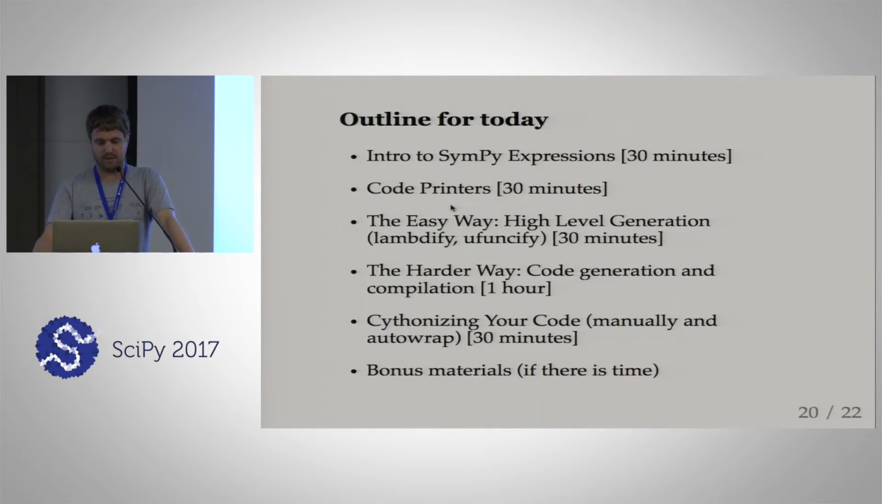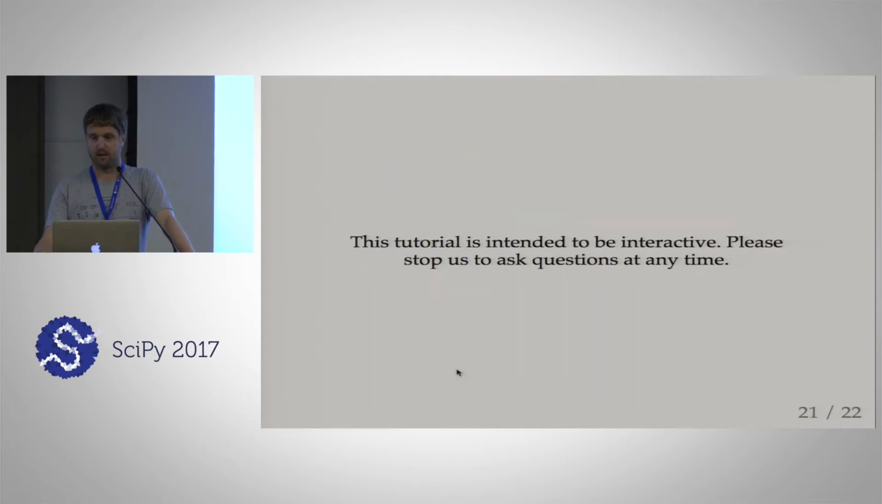So here's a quick outline for today. We're going to try to get through as much as we can. We're going to start with just a refresher for SymPy. We're going to go over some code printers. We're going to look at the easy way to do code generation, which is this higher level abstraction I was talking about. Then we're going to go to lower abstractions and the harder way, basically. And then we're going to look at doing some Pythonization. And we have bonus material if there's time. But don't be afraid to slow us down.